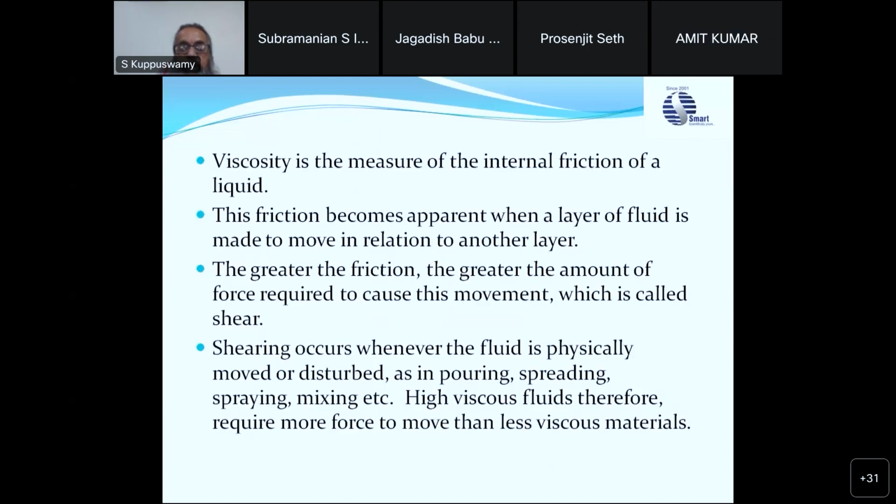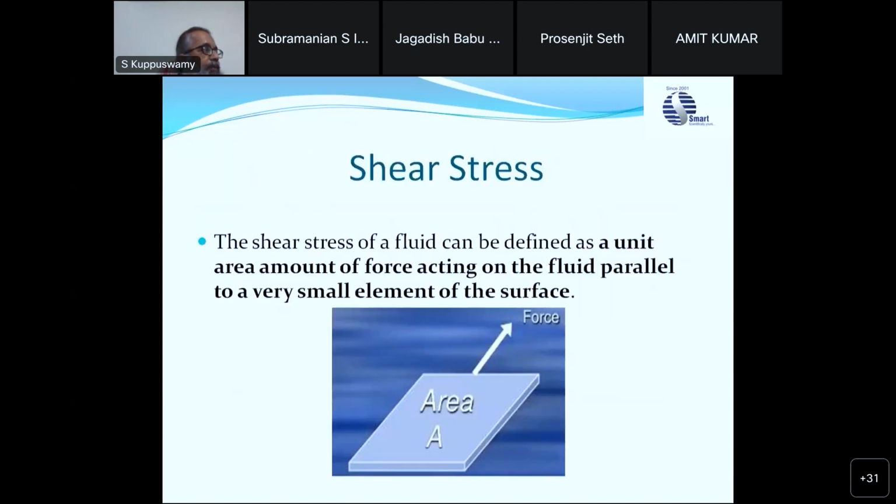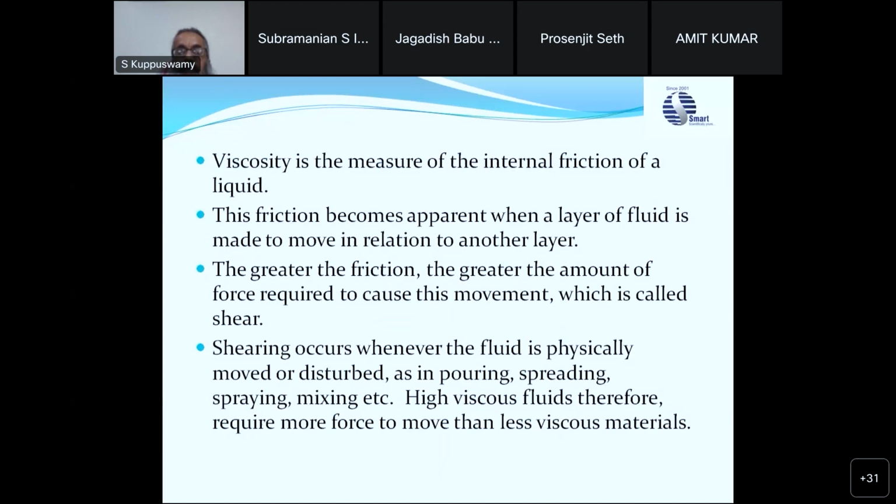Shear stress and shear rate. These two are very important terminologies in understanding viscosity, right? Shear stress of a fluid can be defined as the amount of force per unit area acting on the fluid parallel to a very small element of surface. Viscosity is a measure of the internal friction of a liquid. These frictions become apparent when a layer of fluid is made to move in relation to another layer.